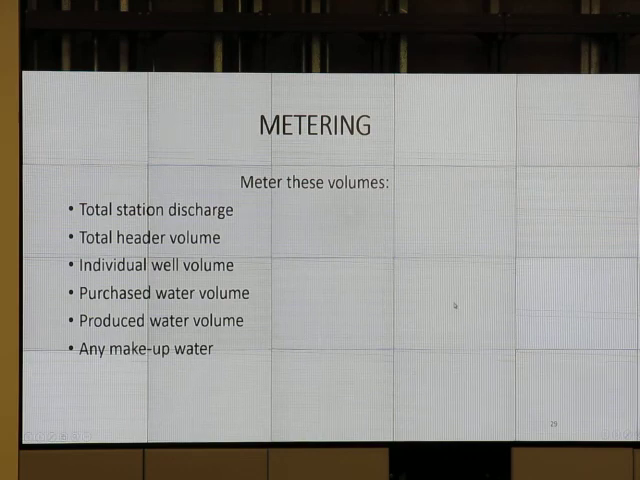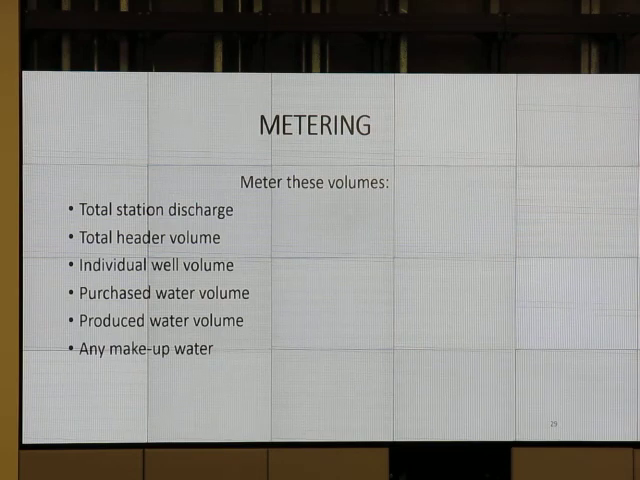We want to meter several points in our water system. We need to know total water volumes that are coming out of our injection stations. What's the total volume going to each header? What are the individual well volumes? How much water am I buying? And then what's my produced water volume? How much am I putting in there?